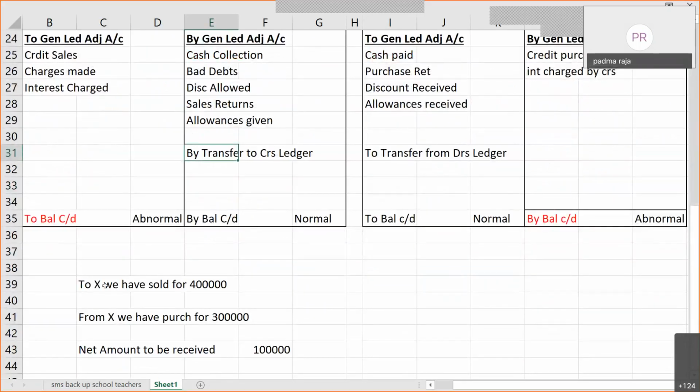Yeah. I sold goods to you for 4 lakhs and you will be there in the debtors ledger. And I purchased goods from you for 3 lakhs. You will be there in the creditors ledger. Now I will not collect 4 lakhs and pay you 3 lakhs. I will collect only 1 lakh. So what is the adjustment we are making here? We are making an adjustment of 3 lakhs. The transfer will be recorded there. It is like transferred from debtors ledger to creditors ledger. The 3 lakhs will be adjusted like this. And by cash, I will receive only 1 lakh.